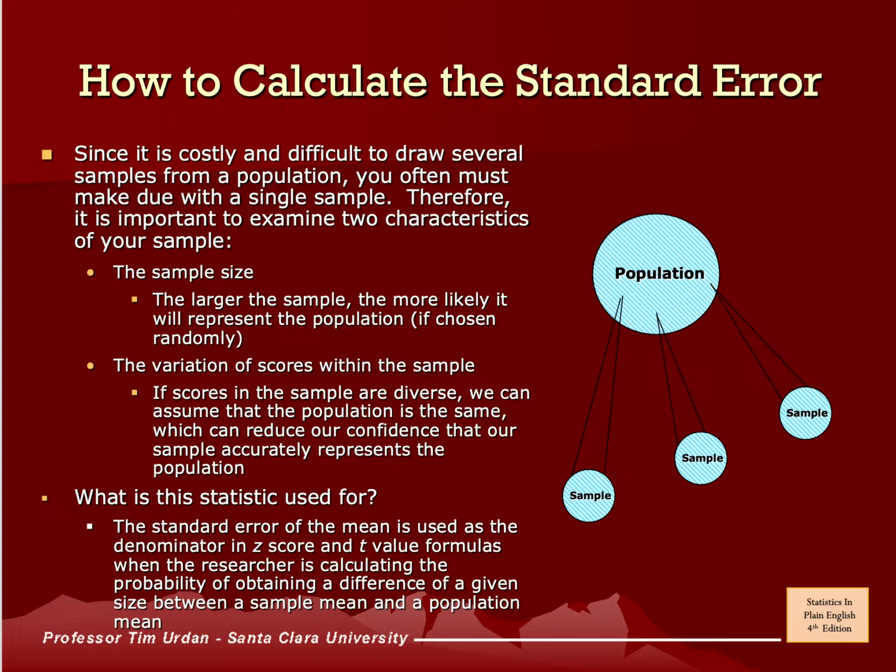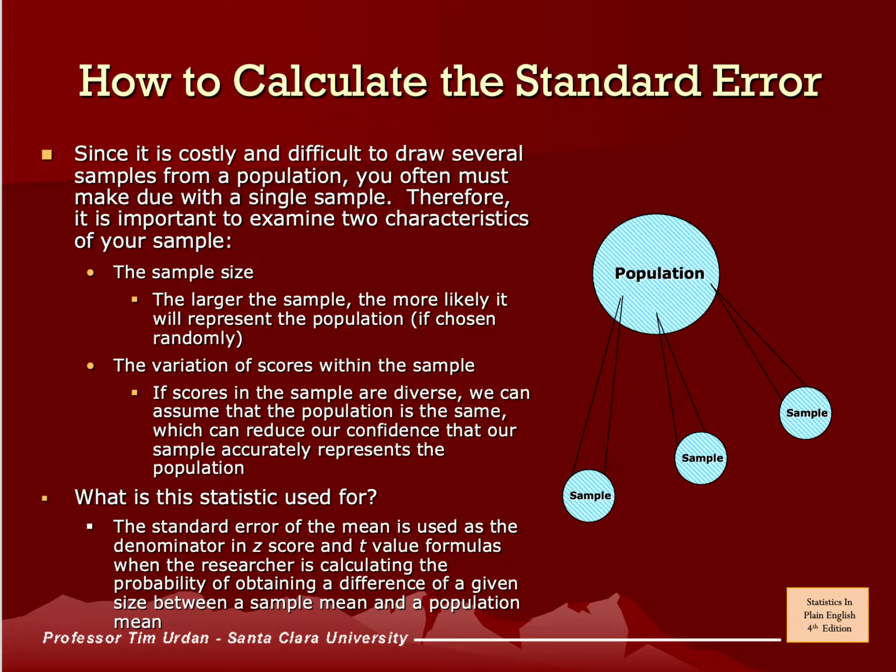So when we do this, there's some key characteristics that we need. And that means the larger the sample, the more likely it is to be representative of the population. So if I want to avoid an error in the sampling process, I want to make sure I have an adequately large sample. If the variation of the scores within that sample, not within the means, if I resample, if they're diverse, we can assume the population is the same, and that can reduce our confidence in how accurately we're presenting the values of the population.